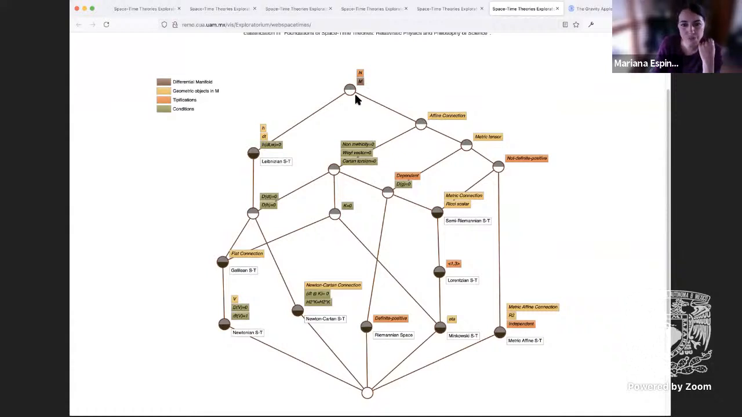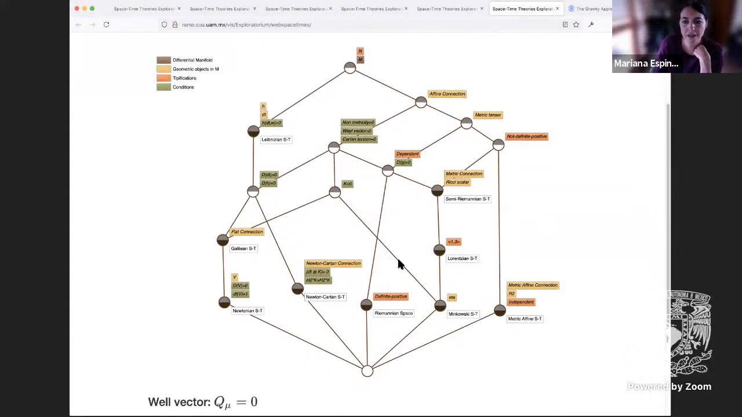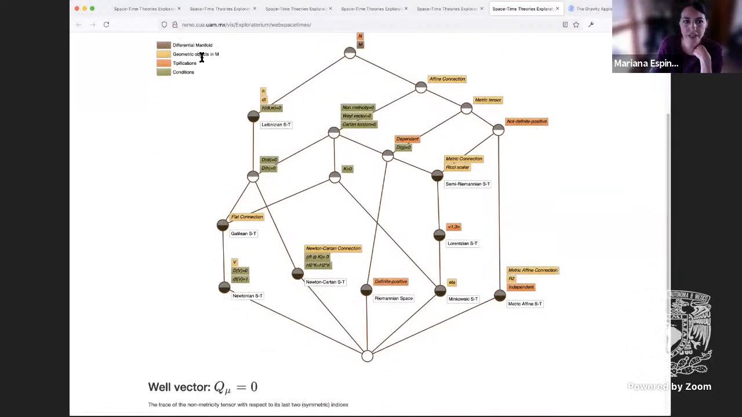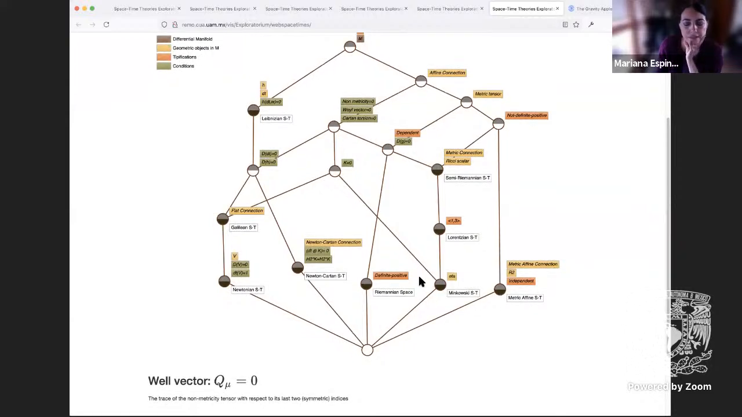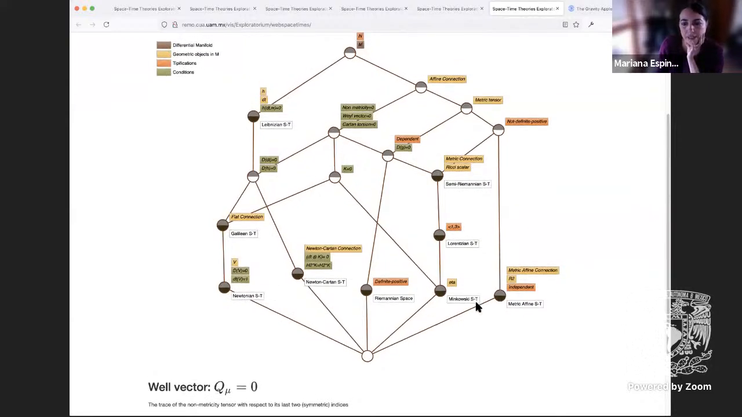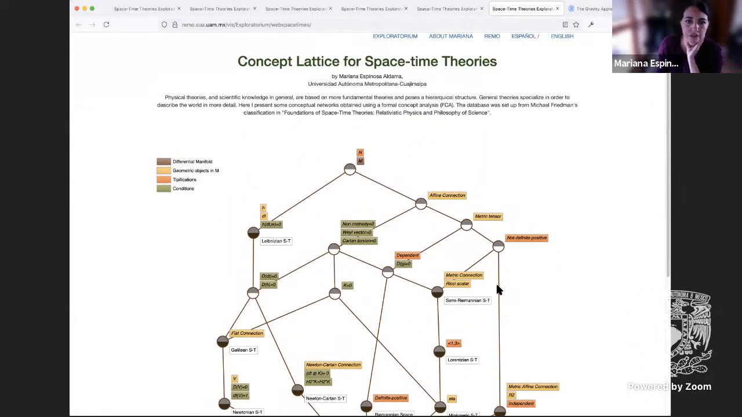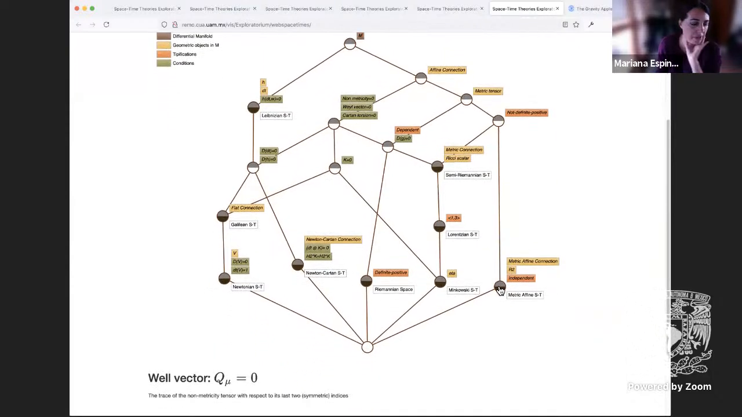Each node corresponds to a concept, and they are related hierarchically. And the attributes are divided into different classes. So we have the differential manifold, geometric objects, typifications, and conditions. I will explain this a little later. And also you have the models. This network, this lattice, is for space-time theories.